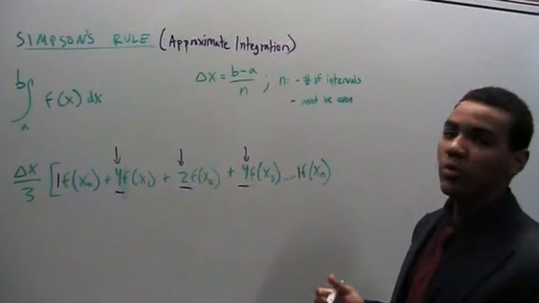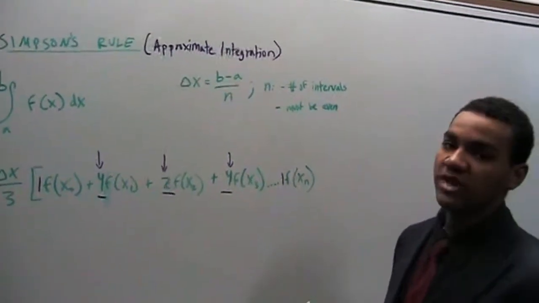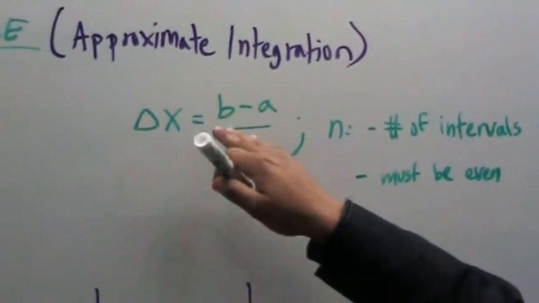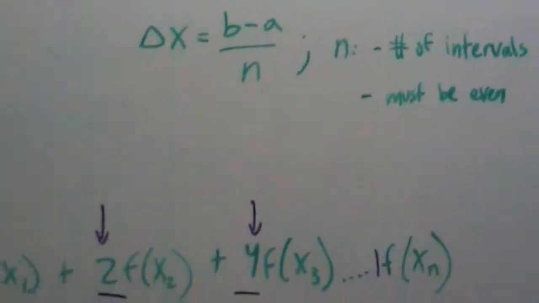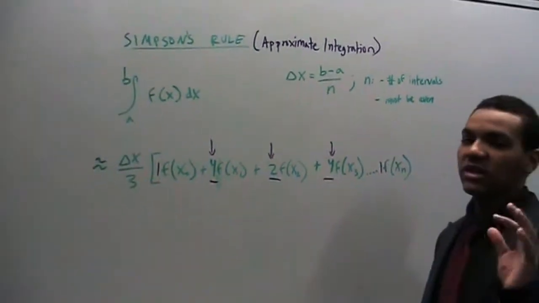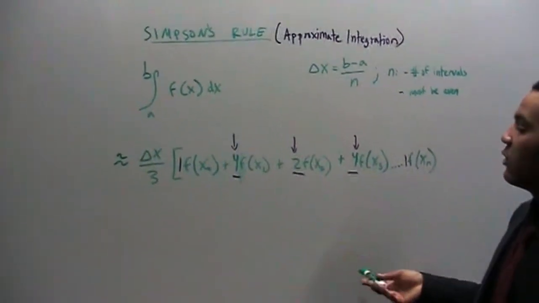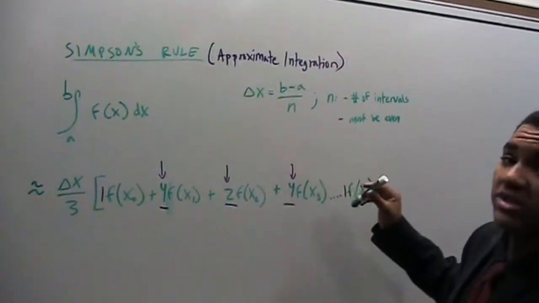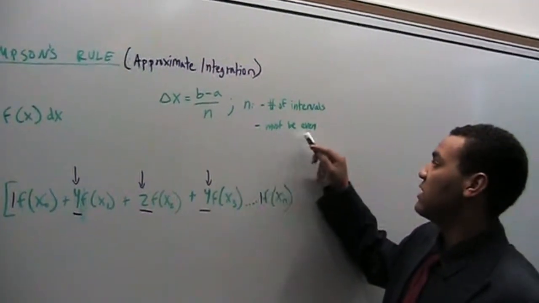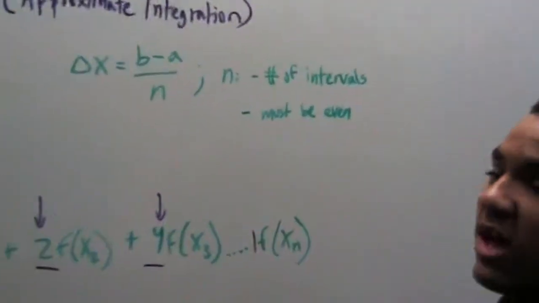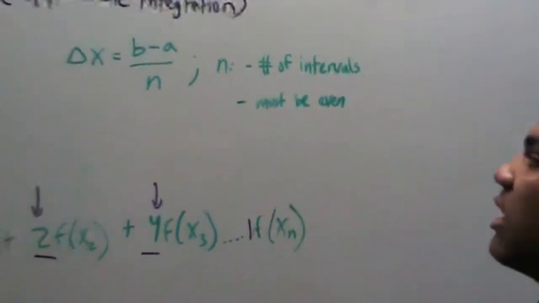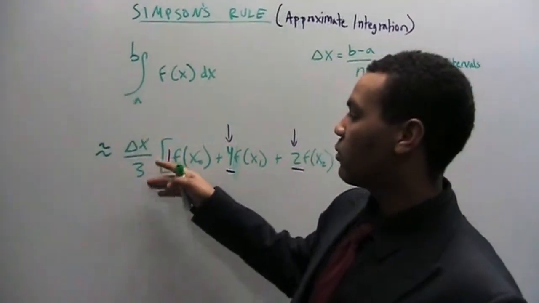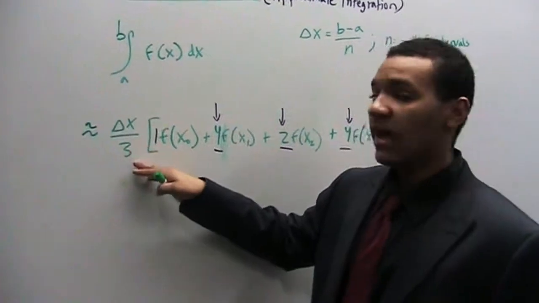And so the problem will give you the number of intervals that you're going to use, and what you then do is plug it in with the length of the interval in order to find delta x. It's going to give you the length in between each interval that we use. But we need to make sure that n must be even. So the problem's going to give you the value of n, but it must be even in order for Simpson's rule to work properly.